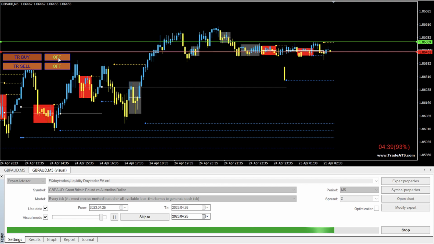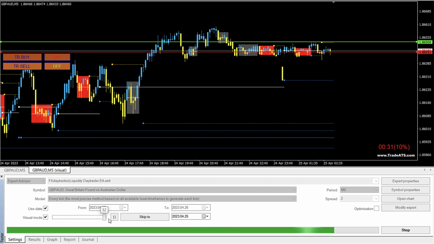So let's let it run, and let's activate. Now I activated this line. If it's off, then if it will go up above this line, it will not buy. But now, because I turned this on, now it's active, it will work. So let's let it run.